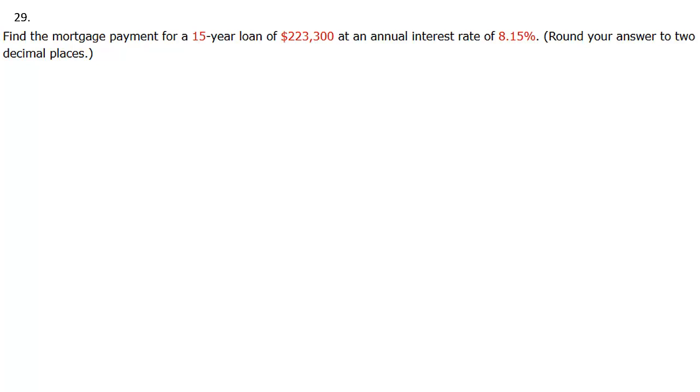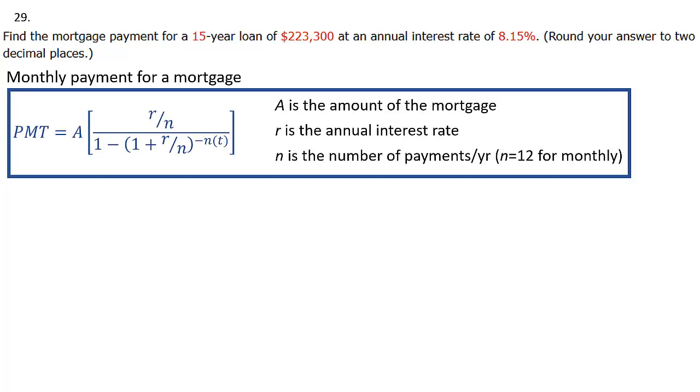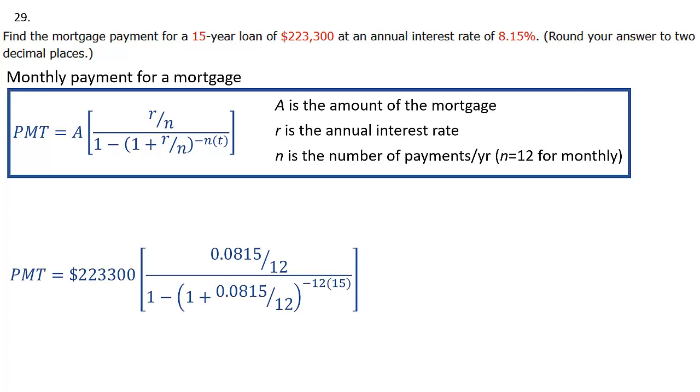Number 29. Find the mortgage payment for a 15-year loan of $223,300 at an annual interest rate of 8.15%, and round your answer to 2 decimal places. Remember, your formula for monthly payments on a mortgage is something you'll be given, but you do have to know what all the letters stand for. PMT is the monthly payment, A is the amount of the mortgage, R is the annual interest rate, N is the number of payments per year, and we'll always be doing monthly for these mortgage payments, so N will always be 12. So you go to the problem and you pick the numbers out.